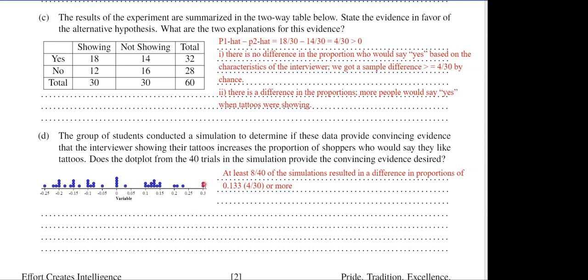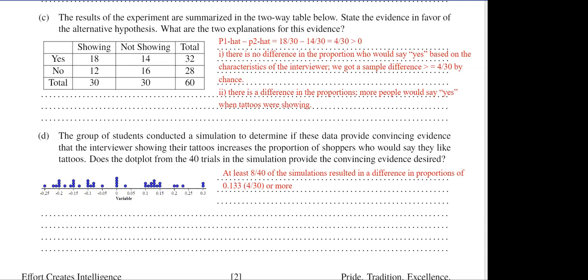If I count the number of dots, right? If I just count the dots up to 0.15, there's 1, 2, 3, 4, 5, 6, 7, and then the one right next to 0.15 is more than 0.133. So there's at least 8 of them, right? Maybe these next ones are close or less than 0.133. Maybe it's hard to tell, but at least 8 out of 40 in our simulation resulted in that difference of 0.133 in the proportion or more.